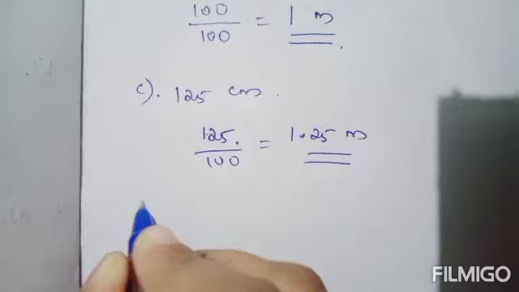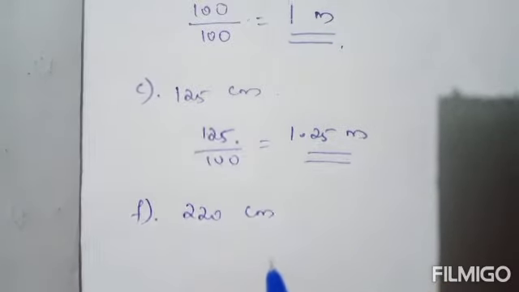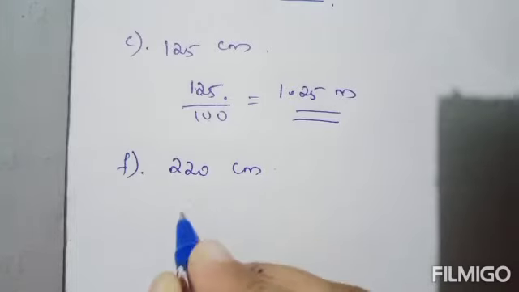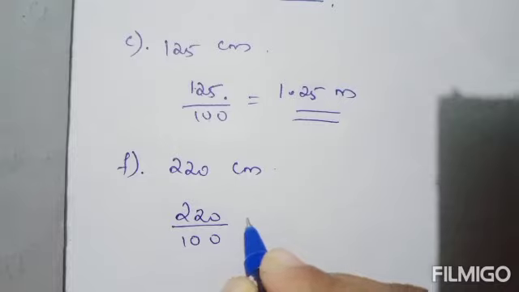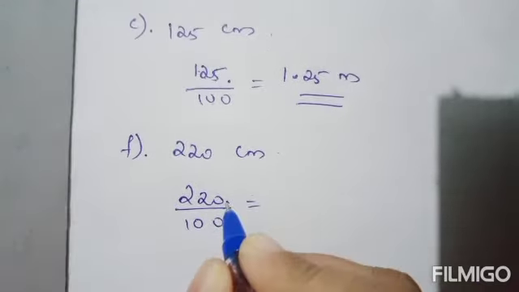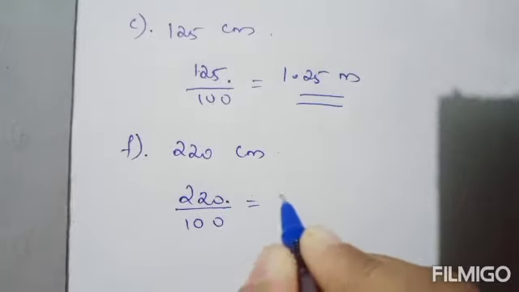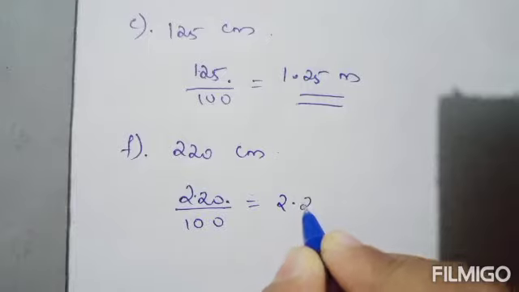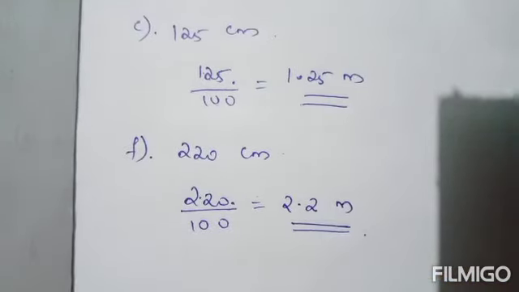Next F, 220 centimeter. In order to convert centimeter to meter, just divide by 100. 220 by 100, what will you get? Division by 100, so the decimal point will move 2 places to the left. So this is 1, 2. Here you will get the decimal point. So 2.20, that is 2.2 meter.